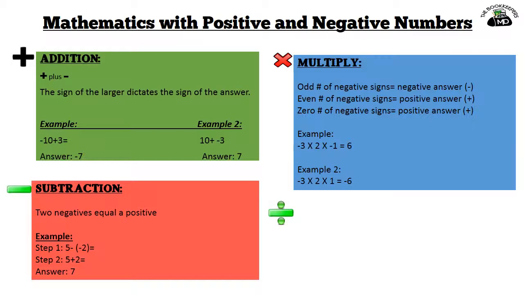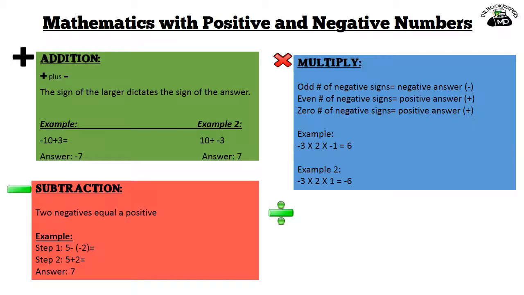Our general rules are, if you're multiplying positive and negative numbers, if there are an odd number of negative signs, your answer will be negative. If there are an even number of negative signs in your problem, you will have a positive answer. If there are 0 negative signs in your problem, the answer is positive because there are no negatives in this equation. So let's look at our general example here.